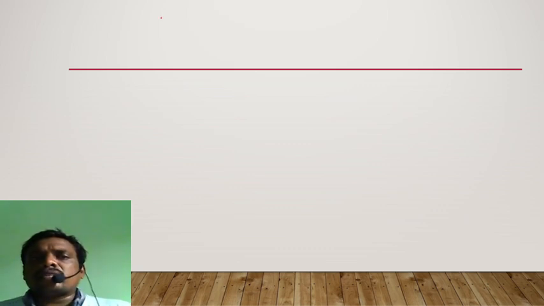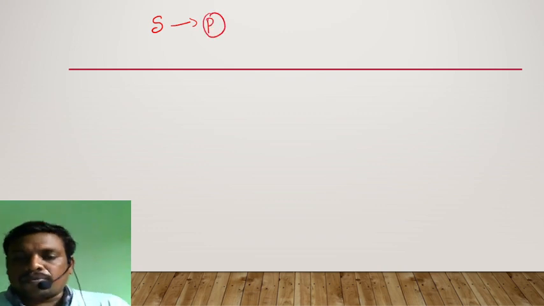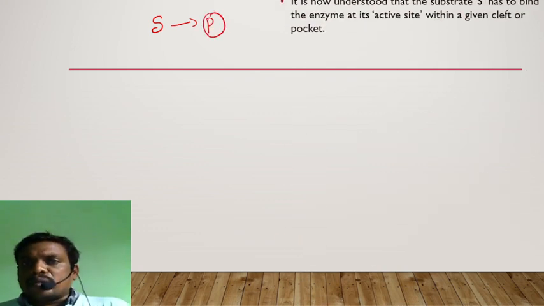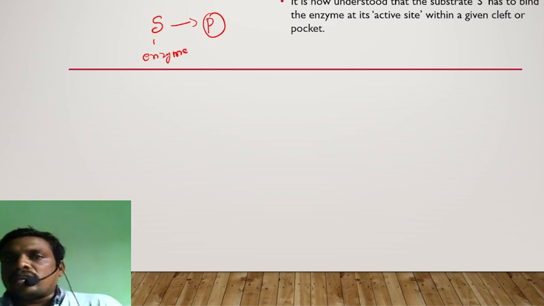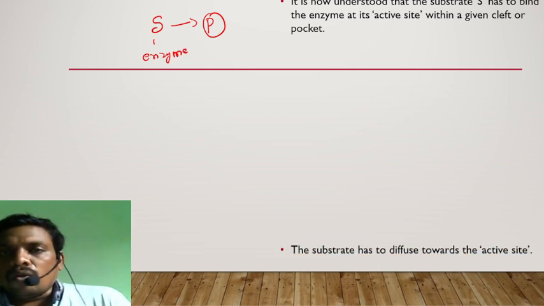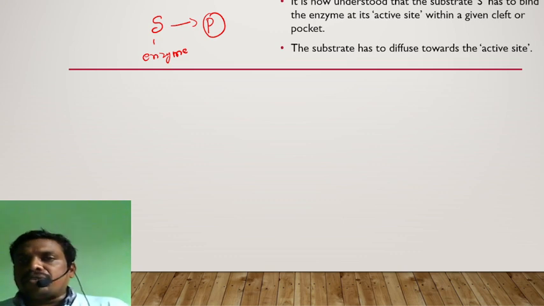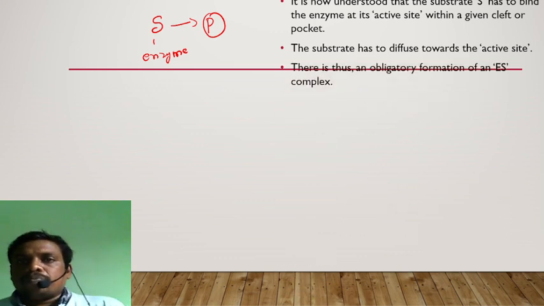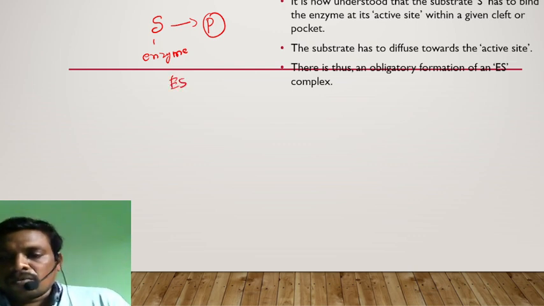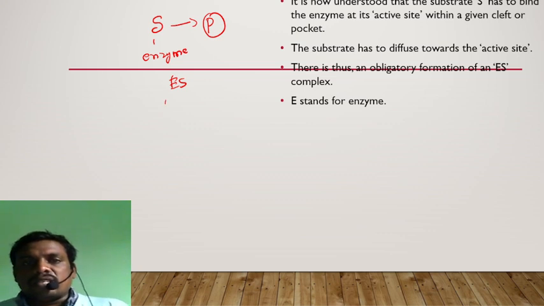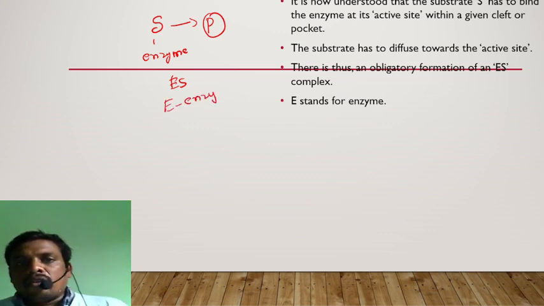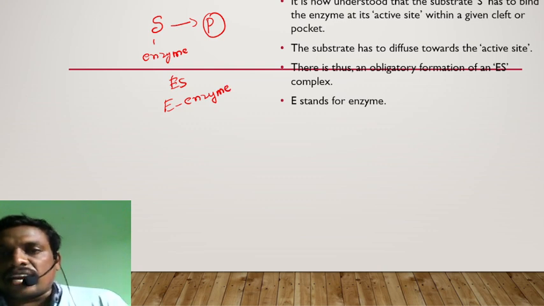So what do you mean by that? From the substrate called S, product P generally comes out. Finally, it is now understood that substrate has to bind with a specific enzyme, and then only the product will come out at the active site. Now the substrate has different affinities towards the active site. Now there is thus an obligatory formation of the ES complex. Here E stands for enzyme. For binding the enzyme with the substrate, there is an active site.